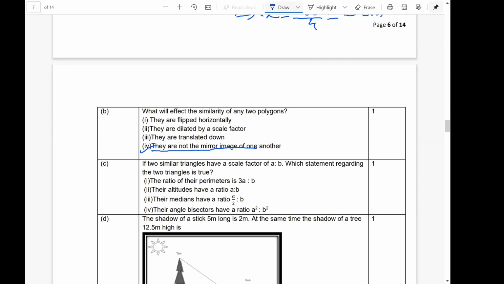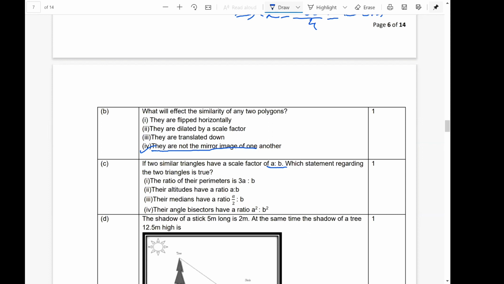Now question C. If two similar triangles have a scale factor of A:B, which statement regarding the triangles is true? Option A, the ratio of their perimeters is 3A:B. That is not true, because we have studied the ratio of the perimeter is same as the ratio of the sides or the length. So ratio of perimeter also will be A:B.